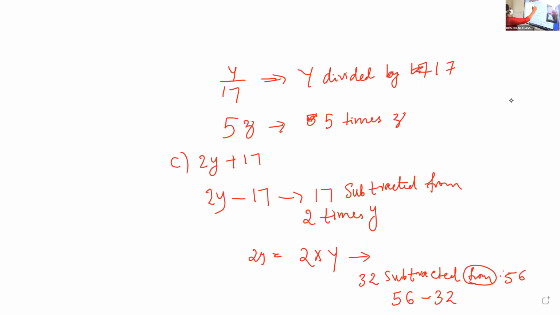Okay. Now, let me clear it. One minute. I hope everybody has written it in your textbook. Yes, ma'am. Okay. Now, let me move to the D question. D. 7 times. Yes, ma'am. Okay. D. What is that? 7m.